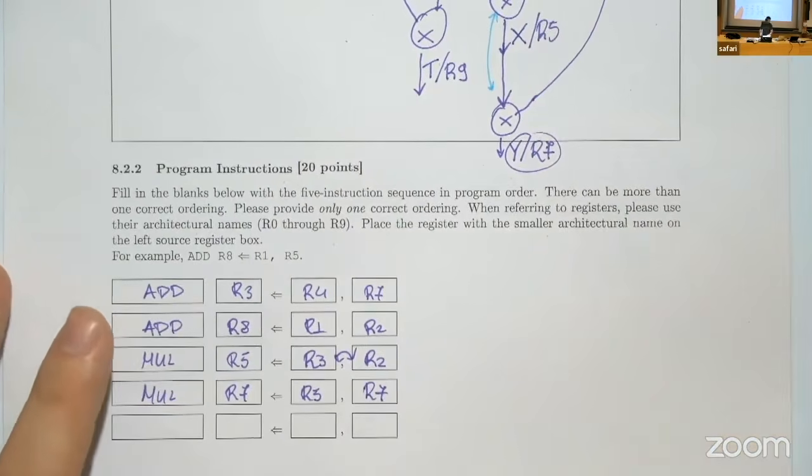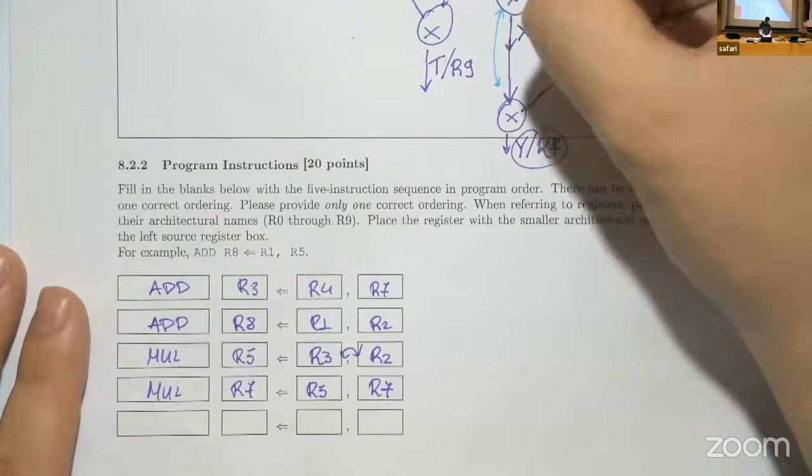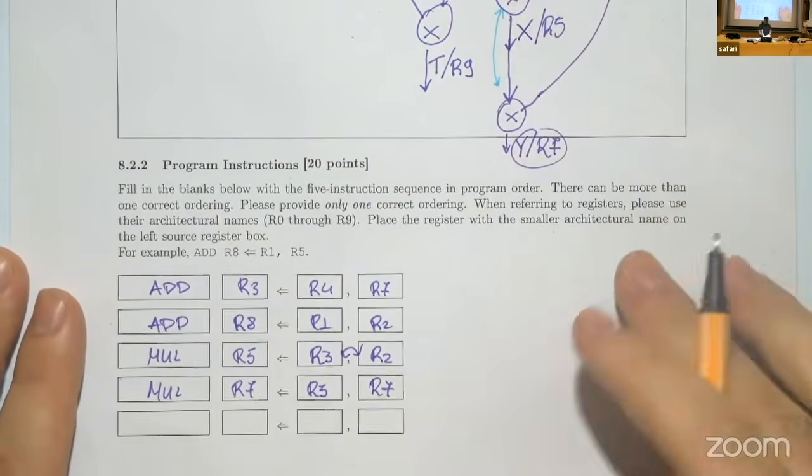And the last one is the multiplication between R6 and R3 in R9.